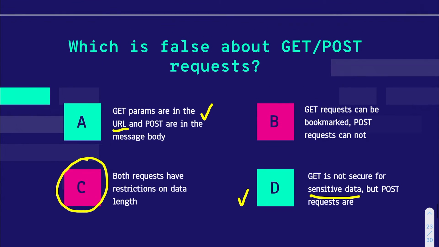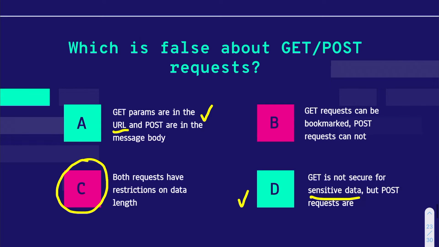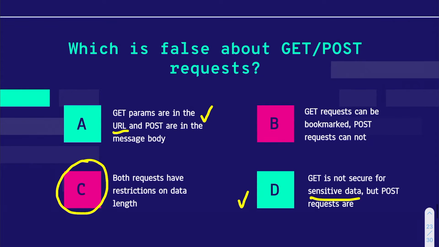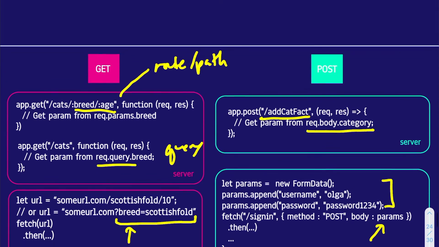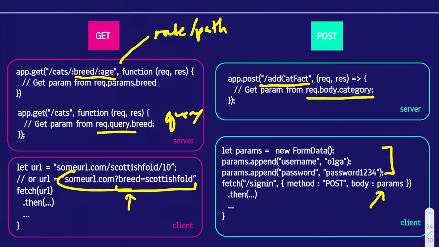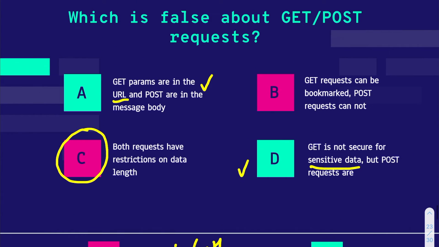So this one's true and this one's true. GET requests can be bookmarked, POST requests cannot. So this also wraps into the URL parameters as well. If I just navigated to this website, hopefully it's some sort of API and it returns maybe like a cat fact or something, I could just bookmark this like I would bookmark any sort of website, right? But for a POST request, since it uses this form data, this request body, it's not something you can actually bookmark. All right, so just by process of elimination, we know the answer is C, but let's dive a bit into it.